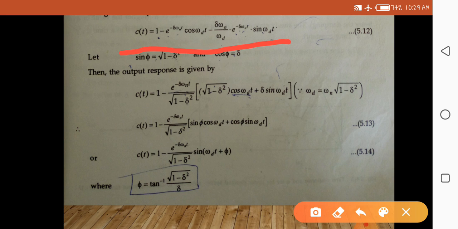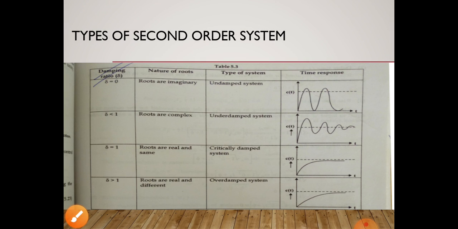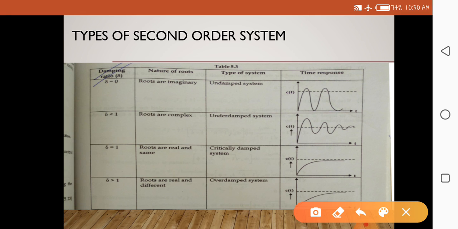After solving this, the output response is produced as C(t) equals 1 minus e raised to power minus delta omega n t upon root of (1 minus delta square) times sin(omega d t plus phi), where phi equals tan inverse of root of (1 minus delta square) upon delta. Now this output is applied to a number of systems: the undamped system, underdamped system, critically damped system and overdamped system.